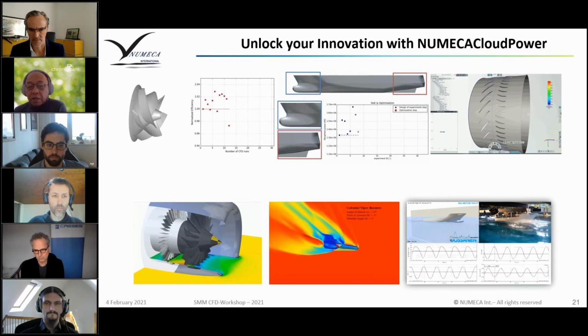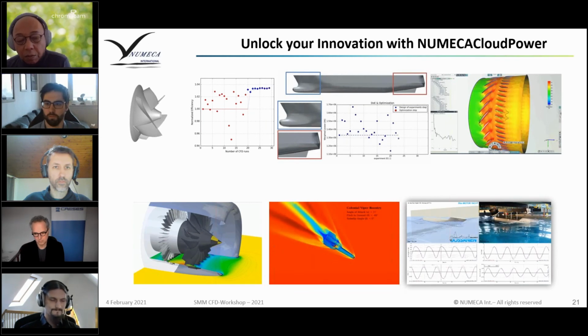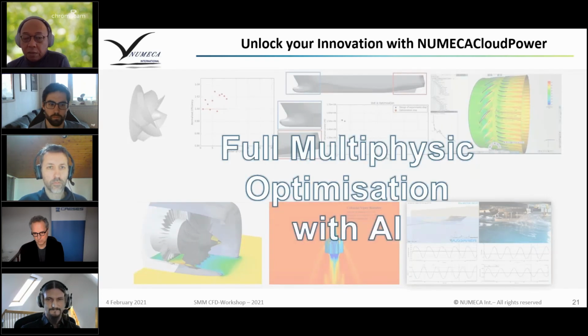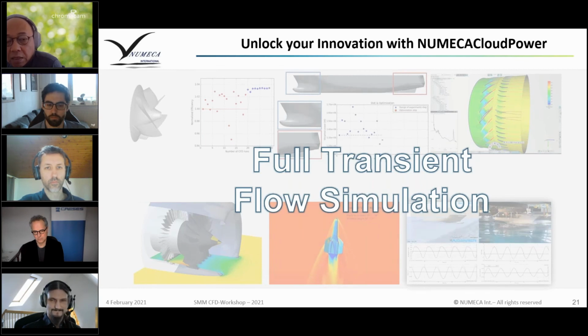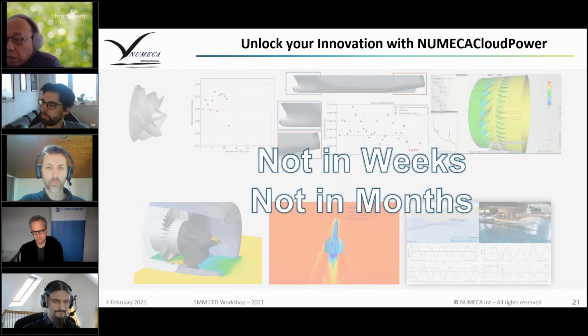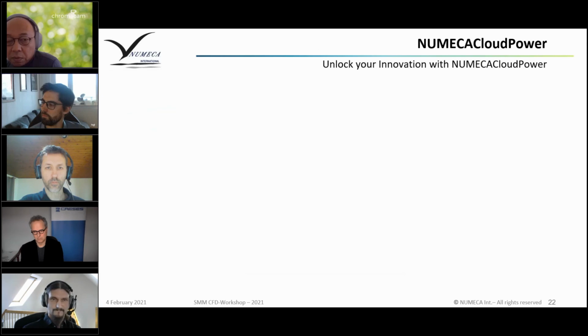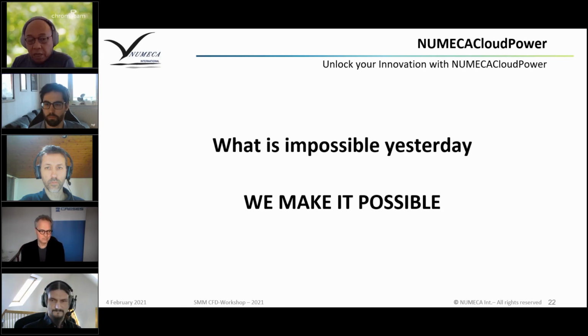So we see different types of application function. You see at NUMECA, of course, we work on marine, but also on different parts. And this type of application, full multiphysics, optimization with neural network, with AI, full transition flow simulation, not in weeks, not in months, not in days, do it in hours now. Okay, so you can unlock your innovation now. What is impossible today, we make it possible now.